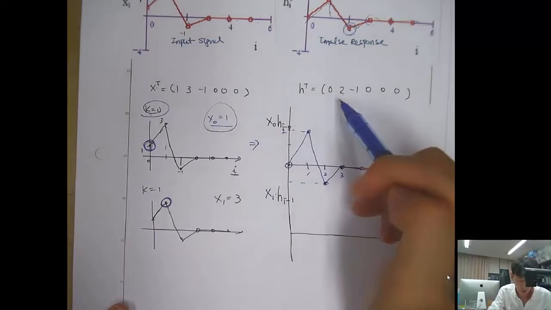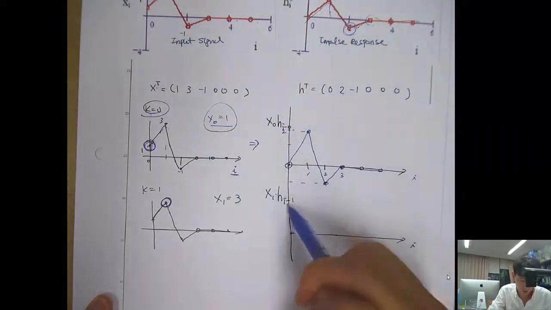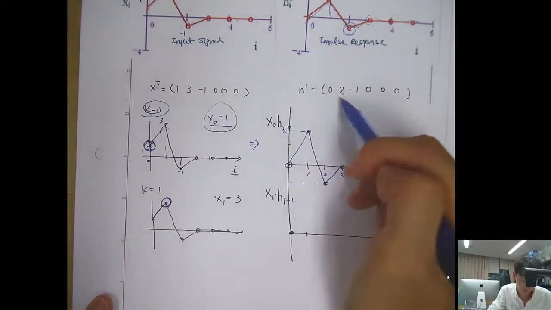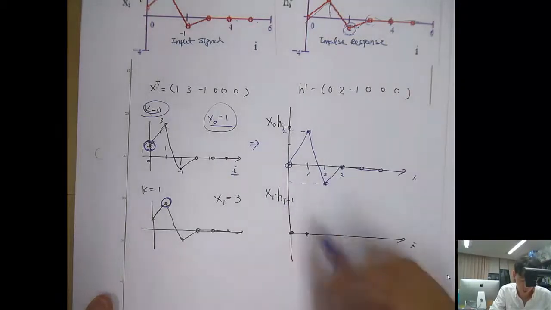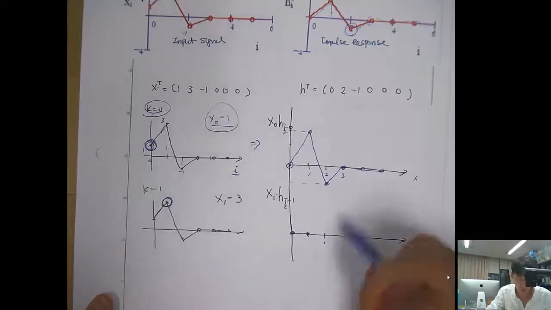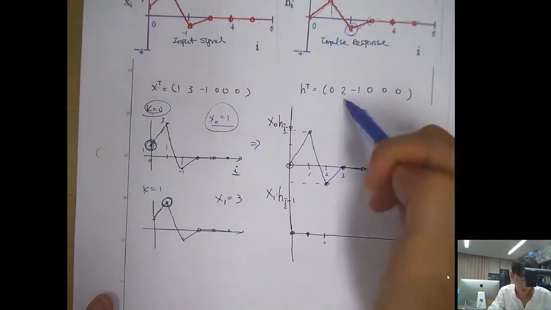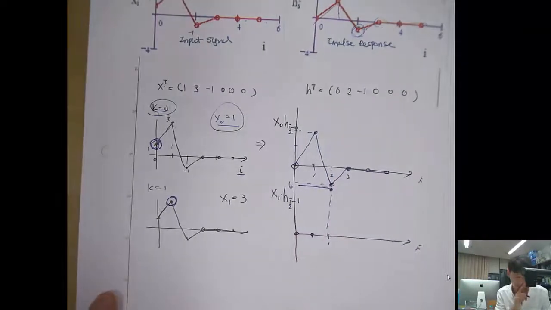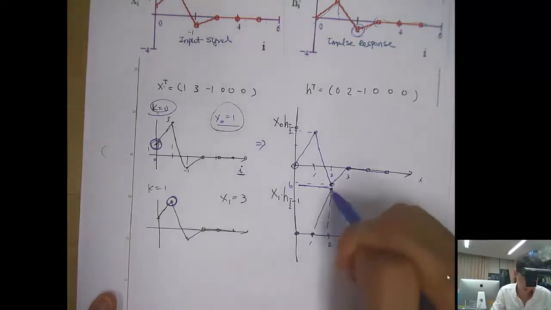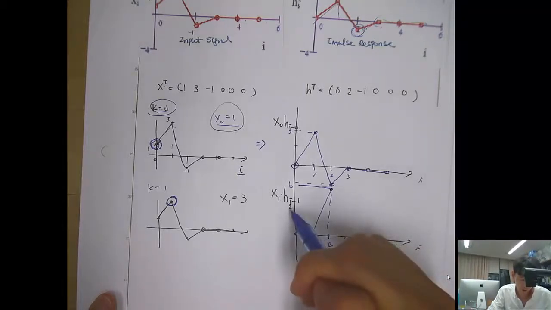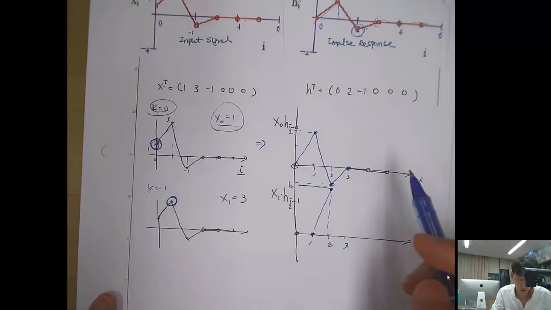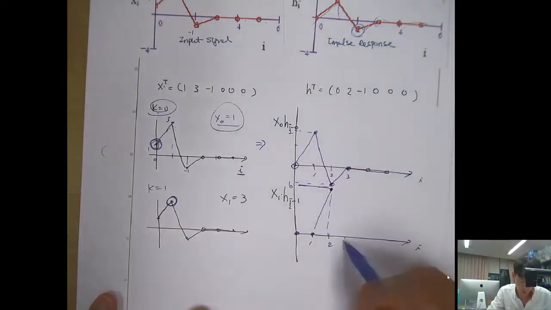So then it's been delayed a little bit. When i is 0, it's going to be h of minus 1, that's 0. And when i is 1, h naught is 0, right? When i is 2, this becomes h1, so h1 is 2, right? So 3 times 2, that's going to be 6. And then when i is 3, h of i minus 1 will be h sub 2, that's minus 1. So it's going to be minus 1 times minus 1 here.